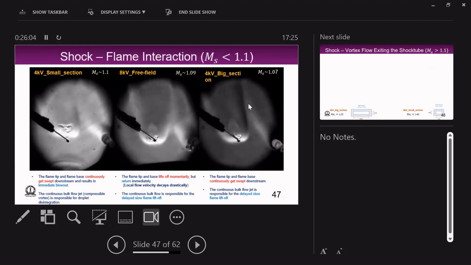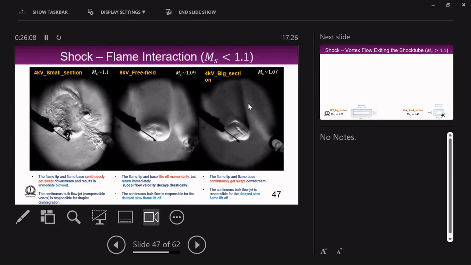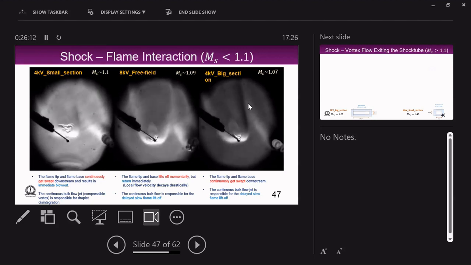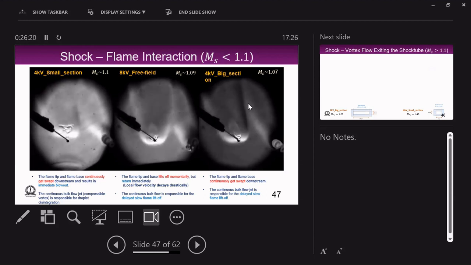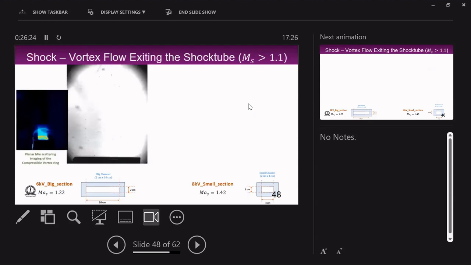Okay. Let's look at it here. The flame tip just moves free field. It's a very weak front now. The flame just perturbs, goes up, reignites and comes down and attaches over here. And here you can see the flame tip and the base is continuously moved downstream because of the bulk flow, right? So these are with different strengths of the shock.